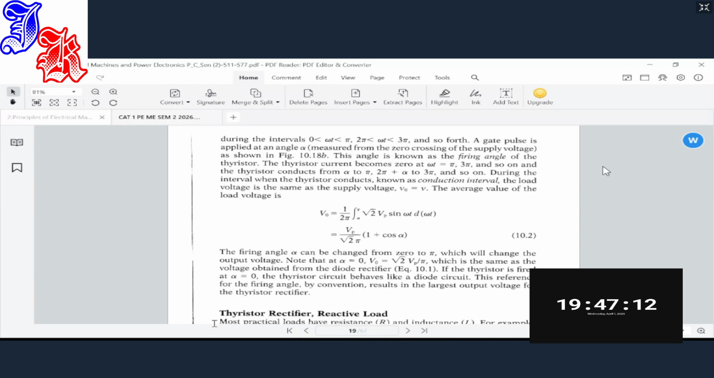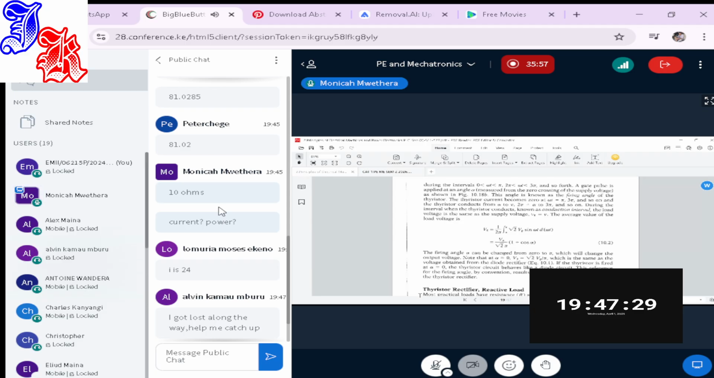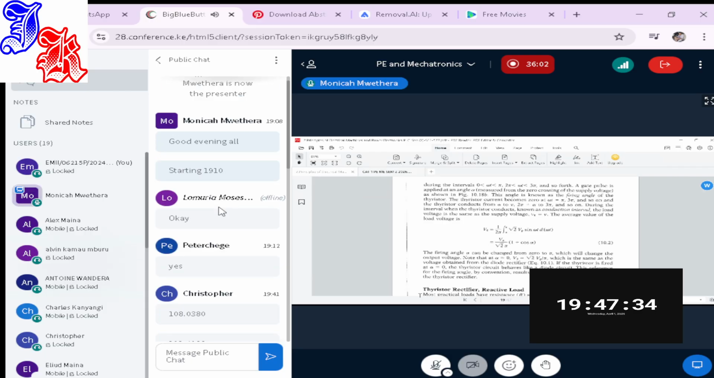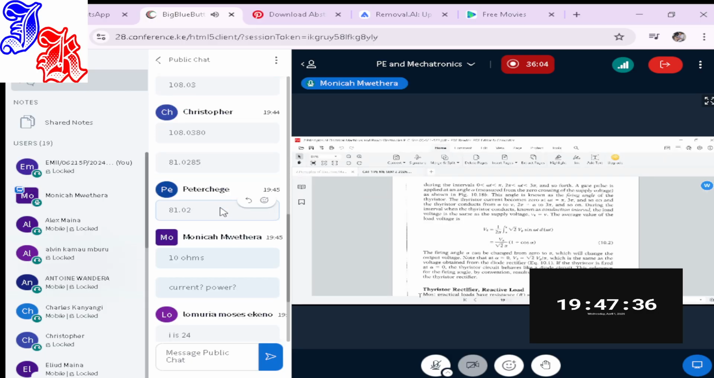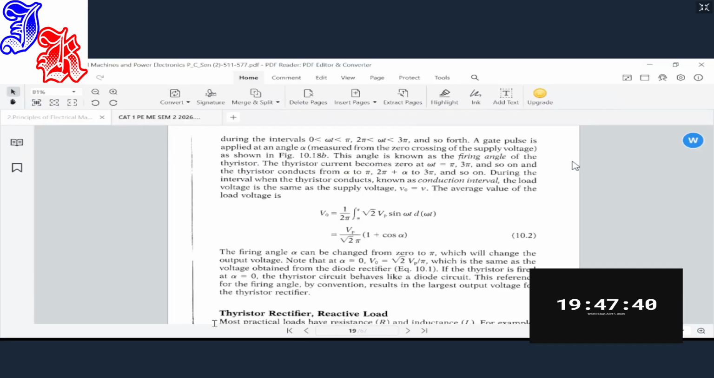So for Alvin, equation 10.2 on the screen is what we are trying. We started with substituting alpha. We took alpha to be 60 and VP to be 240, and we're able to find voltage as 81.02. So now we are finding current given that resistance is 10 ohms.